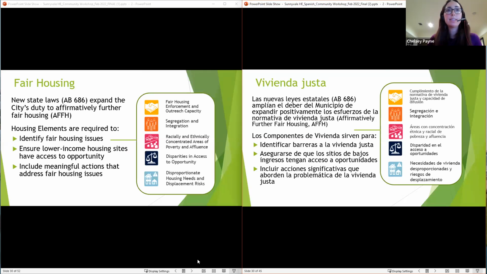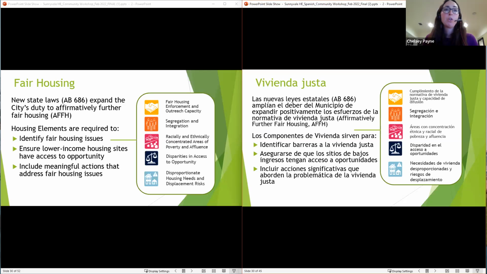Assembly Bill 686 adds new requirements to the housing element, but also more broadly affects the policies and programs of public agencies. Now, all public agencies in California must administer housing and community development programs in a manner that affirmatively furthers fair housing, or AFFH for short. And this means taking meaningful actions to combat discrimination, overcome patterns of segregation, and foster inclusive communities where everyone has equal access to opportunities.